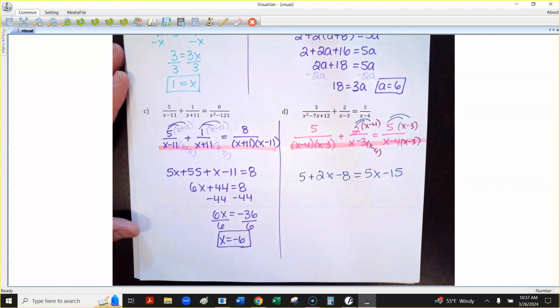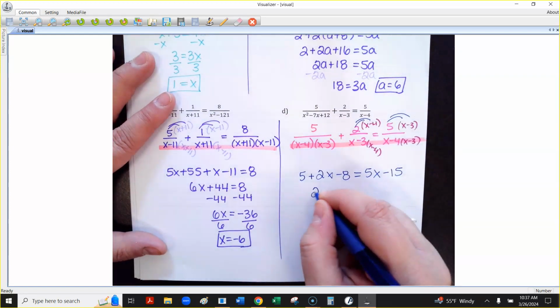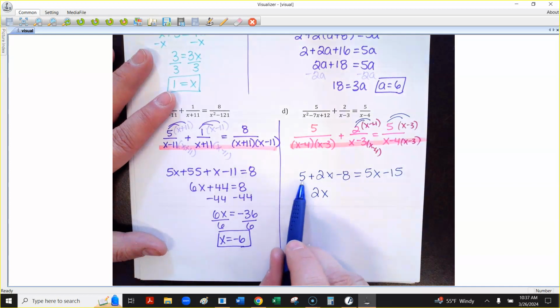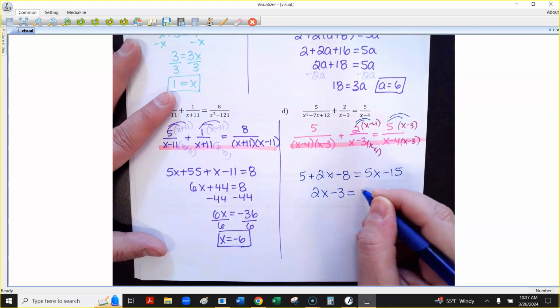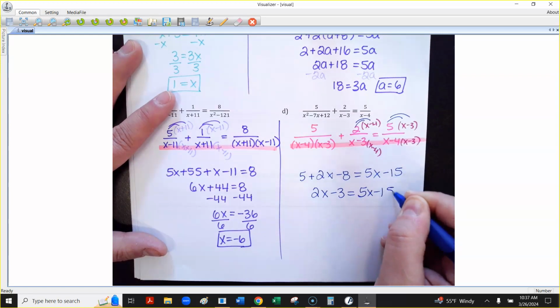Okay, now totally up to you. If it's me, I'm just going to simplify this side just a tiny, tiny bit. 5 minus 8 on that left side is going to be negative 3. So I got 2x minus 3 and 5x minus 15.